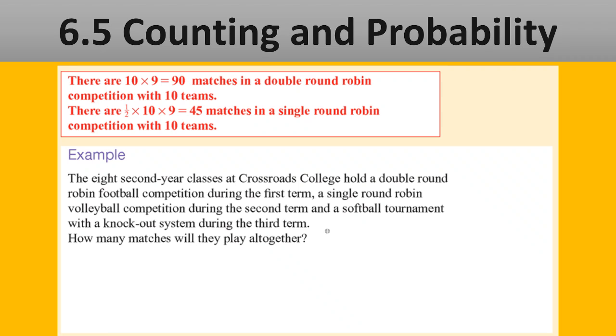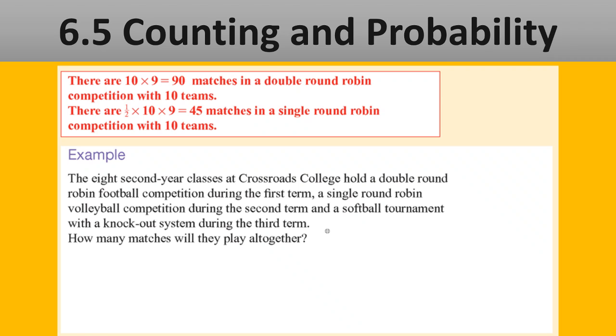Okay. Let's say we're going to make this question a bit more difficult. This example here. The 8 second-year classes at Crossroad College hold a double round robin football competition during the first term, a single round robin volleyball competition during the second term, and a softball tournament with knockout system during the third term. How many matches will they play together?